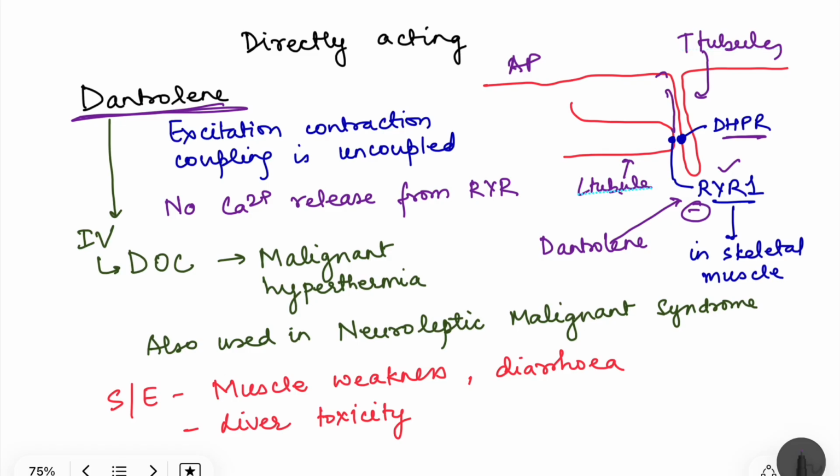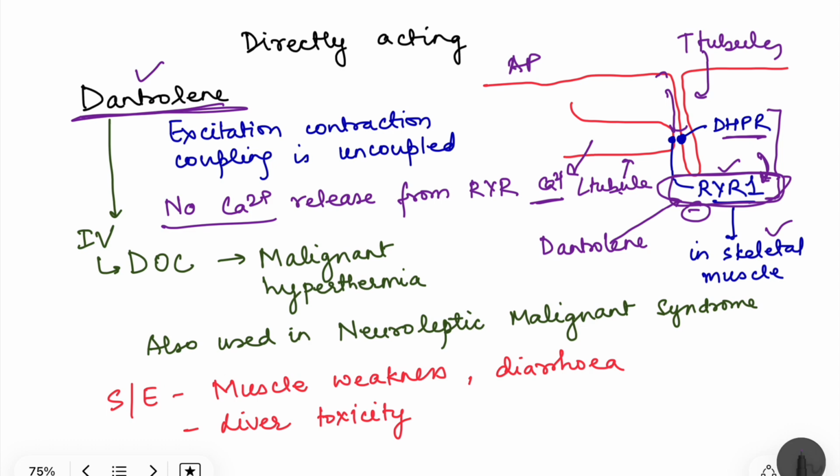Now, when the action potential reaches here, due to the interaction between the DHPR and RYR receptor, there is release of calcium from this sarcoplasmic reticulum, and this leads to muscle contraction. Now, this dantrolene actually blocks this RYR1 receptor, right? RYR1, because this is the type of receptor present in skeletal muscle. In the cardiac muscle and smooth muscle, different isoforms of the receptor are present. So, it is acting only on the skeletal muscle. Now, once this RYR1 receptor is blocked, there is no calcium release from RYR, and hence there will be no contraction. So, the muscle is going to relax.